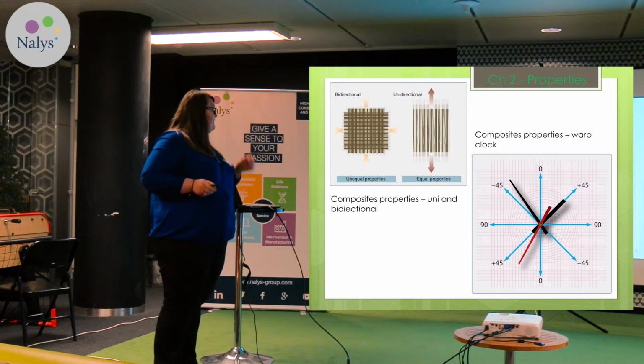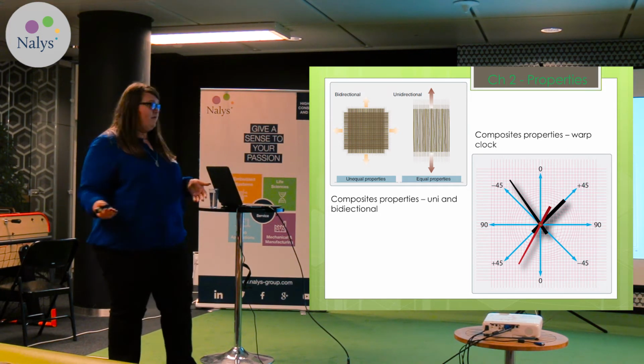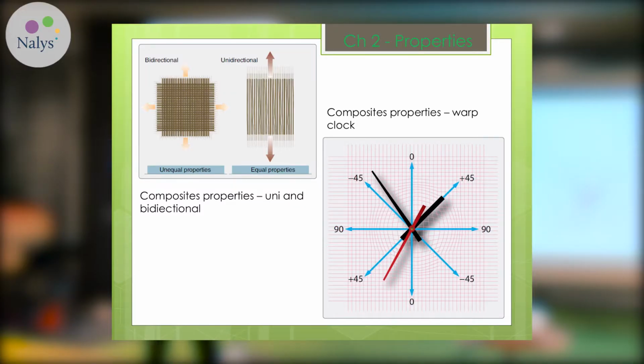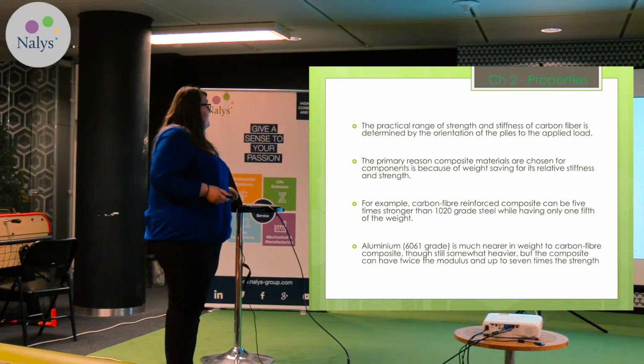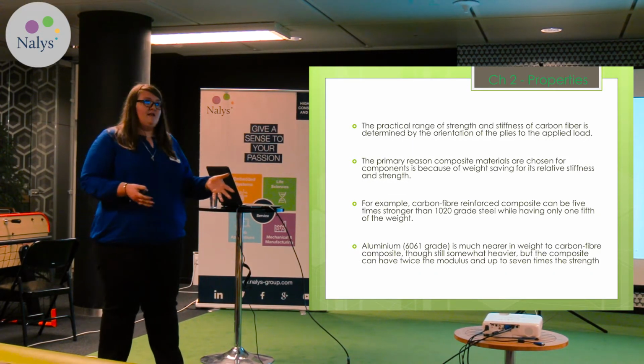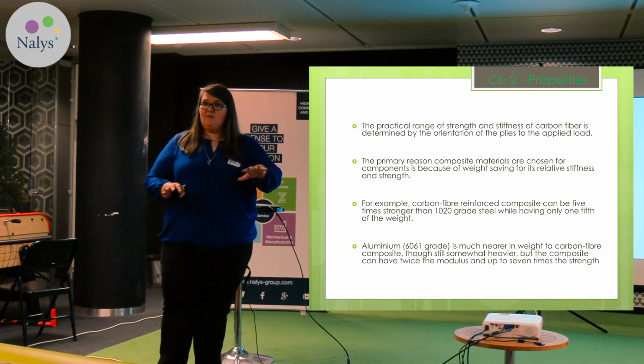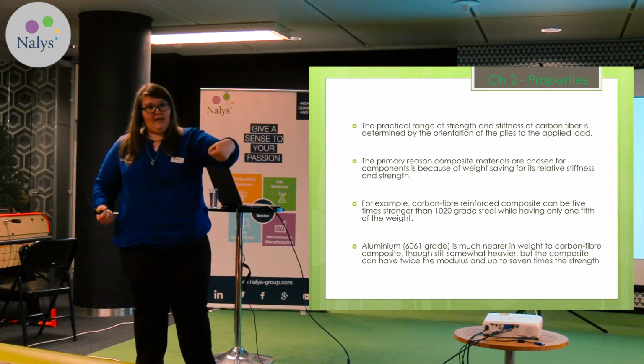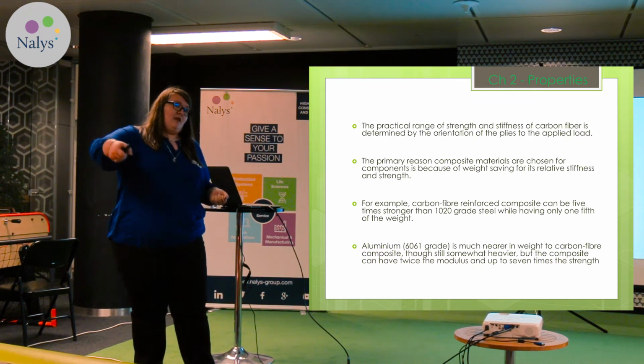We can have different types of composites and hence different types of properties. For example, we can have unidirectional or bidirectional, so we can put fibers in one direction, in two directions, or many other directions. An important thing to remember is that we can put them only at 0, 45, 90, and so on. It's important to respect this clock. The range of strength and thickness are determined by the orientation of the plies. If the fiber is the primary load carrier, then if the fiber is like this, the main load will be in that direction.